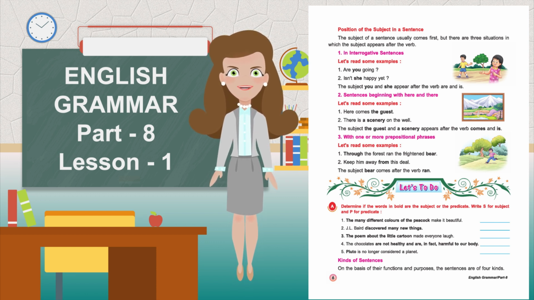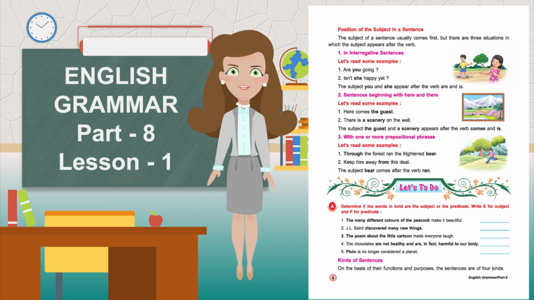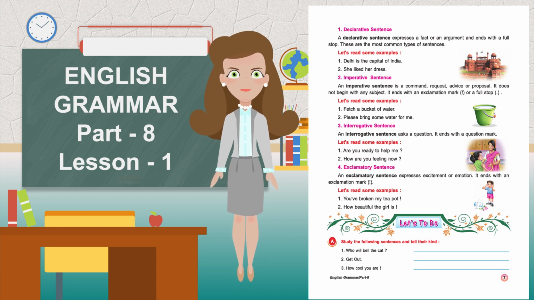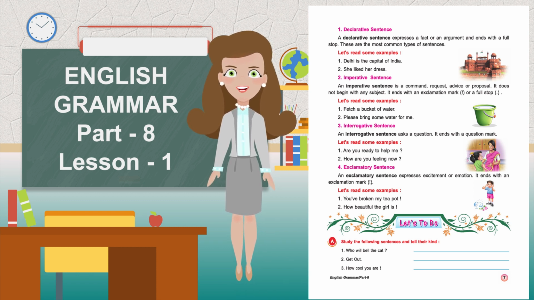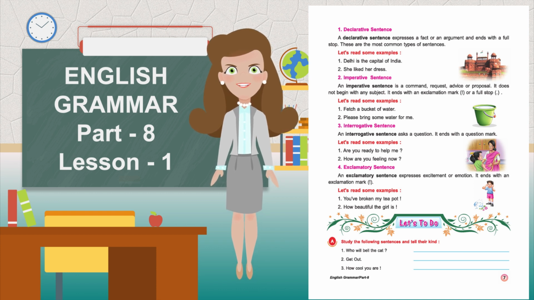Kinds of sentences. On the basis of their functions and purposes, sentences are of four kinds. First, declarative sentence. A declarative sentence expresses a fact or an argument and ends with a full stop. These are the most common types of sentences. Let's read some examples. Delhi is the capital of India. She liked her dress.